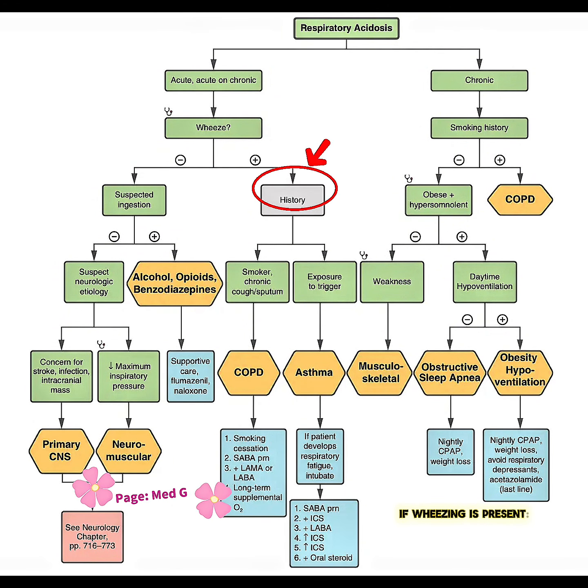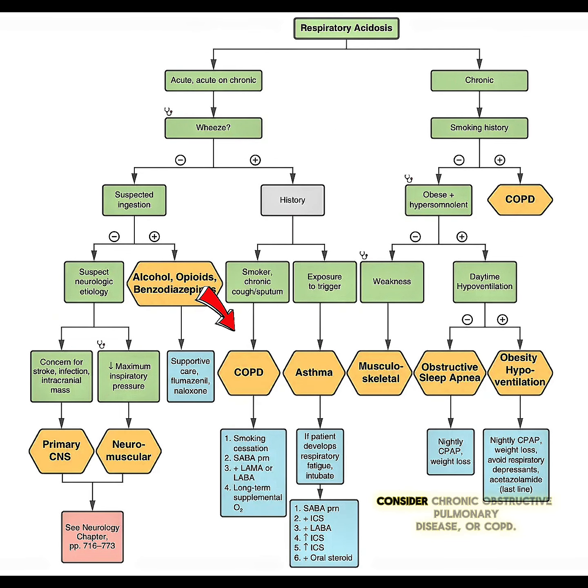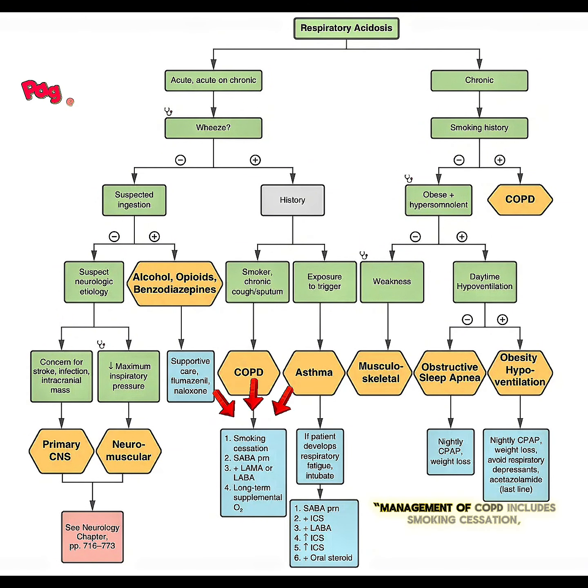If wheezing is present, take a detailed history. If the patient is a smoker with chronic cough and sputum production, consider chronic obstructive pulmonary disease or COPD. Management of COPD includes smoking cessation, short-acting bronchodilators as needed, long-acting bronchodilators, and long-term supplemental oxygen.